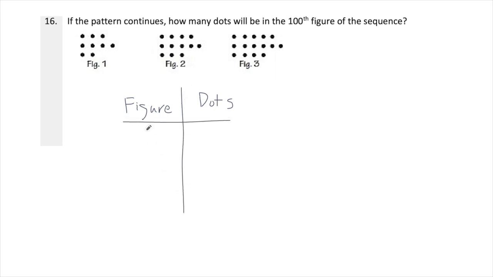For our first figure, we have 9 dots. For our second figure, we have 12 dots. And for our third figure, we have 15 dots. Going from the first figure to the second figure, we see that the number of dots increases by 3. Going from the second figure to the third figure, we also see that the number of dots increases by 3.